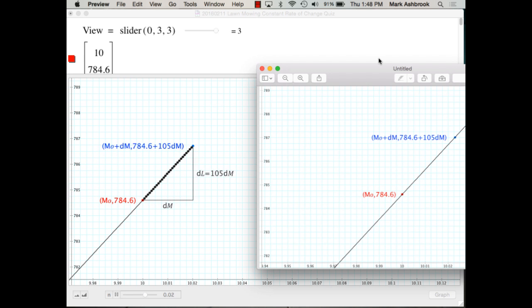Variables vary, right? As m varies, what else varies? We got four variables, right? What are the four variables? Anybody? L, m, dm is a variable, dl. Okay, so those are all variables. They're all varying in this situation, right?